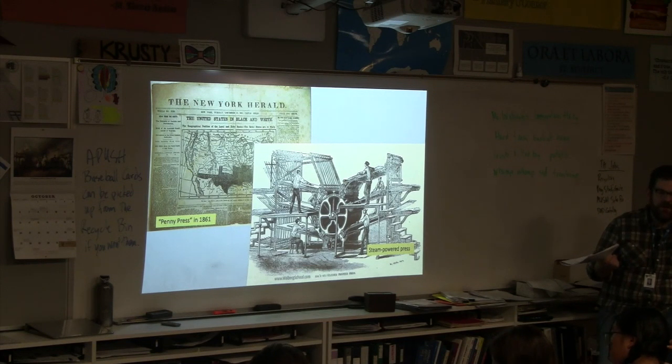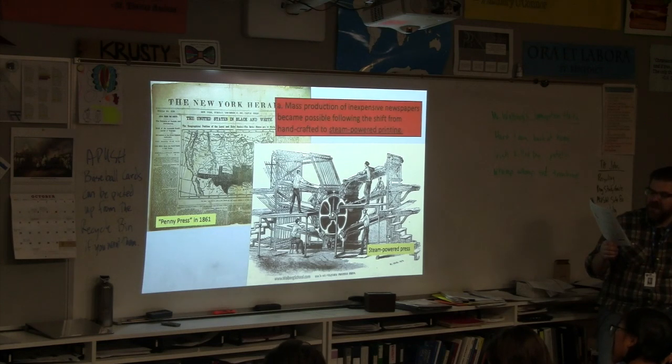Well, they're irrelevant now. They weren't irrelevant then. They lose their gusto with TV. But mass-produced, inexpensive newspapers became possible because of mass production.